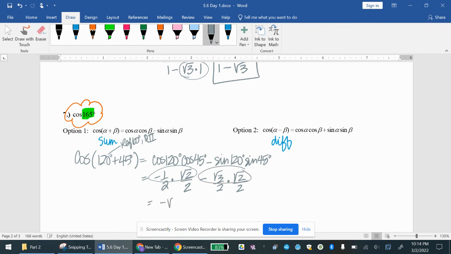You get negative root 2 over 4 minus root 6 over 4, which you can put in as one fraction with a denominator of 4. Now, just so you guys know, the two values on the top, on the numerator, are being subtracted. Order matters in subtraction, okay? So make sure that you are writing it as negative root 2 minus root 6, okay?